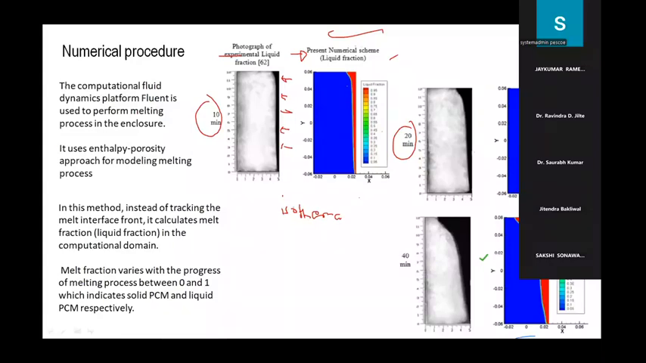Same thing after 40 minutes. So the basic idea of showing this slide once again is to try to find similar kinds of experimental studies which can be incorporated and utilized for the simulation.